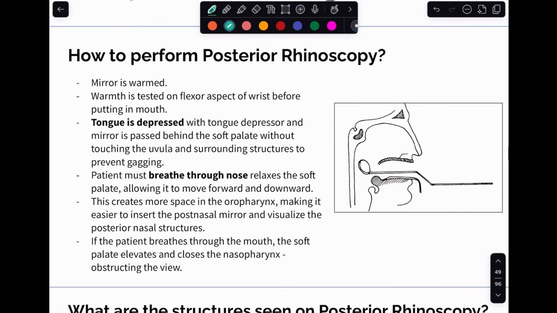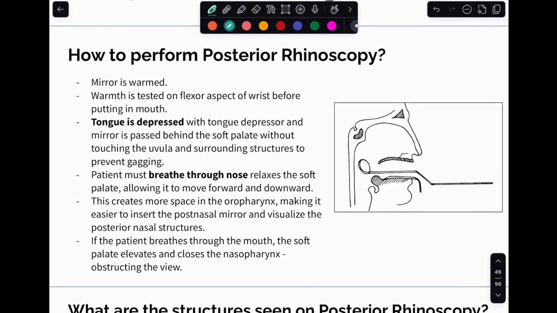Next, let's talk about how we are going to perform posterior rhinoscopy. First of all, you'll explain to the patient the procedure that you're going to do, because this is going to involve a lot of cooperation from your patient's end. So you have to assure them, you have to tell them exactly what you're going to be doing. After that, we are going to warm the mirror, or use any of the other different methods that we had to reduce the fogging. Then we'll test the warmth of the mirror on the flexor aspect of our wrist before we put it in the mouth, so that in case it's too hot, it doesn't end up injuring the patient's oral mucosa.